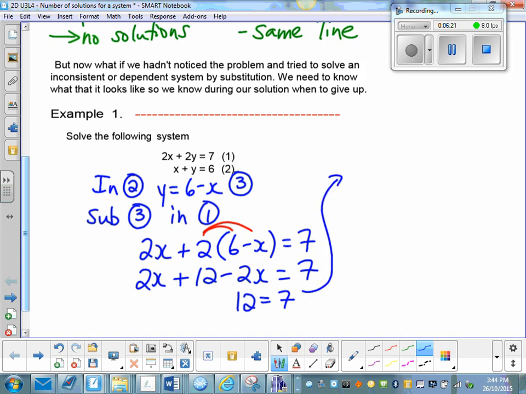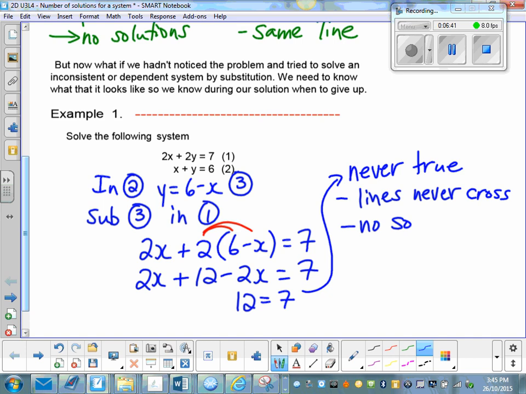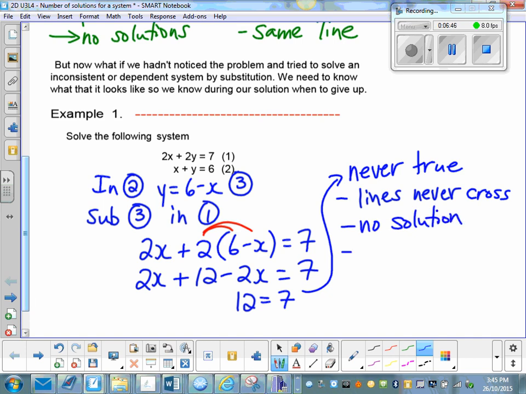Well, 12 equals 7 is never true. So that means lines never cross. So that means that they must be parallel, so there's no solution. And remember, when they're parallel lines, we call it an inconsistent system.